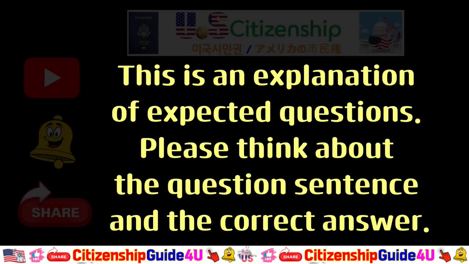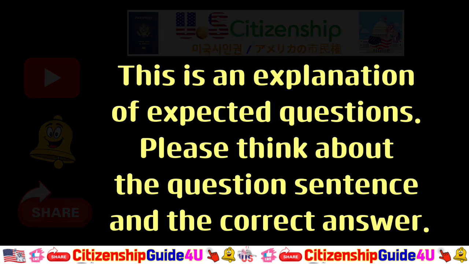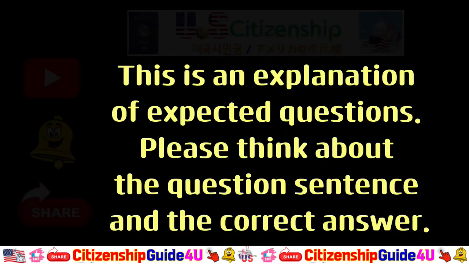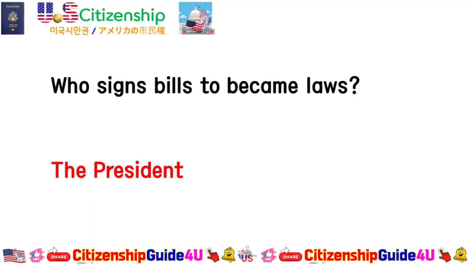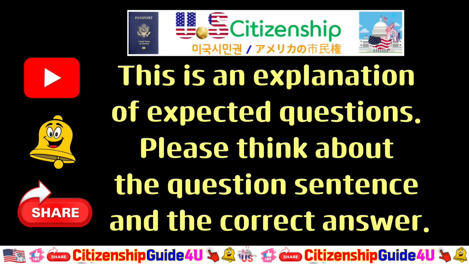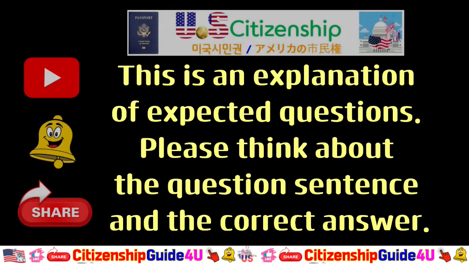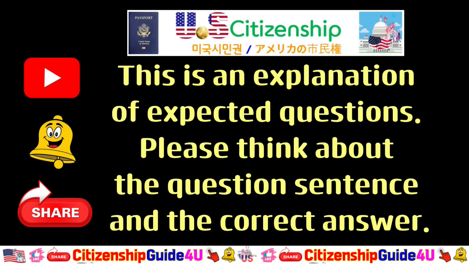The President of the United States, as outlined in the U.S. Constitution, holds the title of Commander-in-Chief, making them the highest-ranking officer of the U.S. Armed Forces. Who is the commander-in-chief of the military? The President. The President gives his final signature to put the bill into effect. Who signs bills to become laws? The President. The President not only has the power to sign laws into effect, but also has the power to veto them. Who vetoes bills? The President.